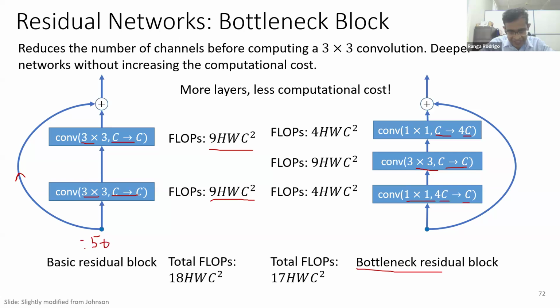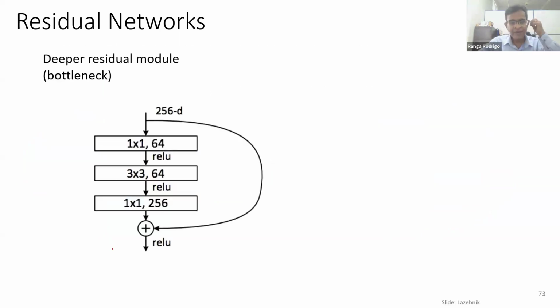So like 256 here, for example, input number of channels 256, you have to fix. That means here 4C is 256. Here C is 256. Otherwise, you make a mistake in this calculation. Okay, so here's the simple calculation.